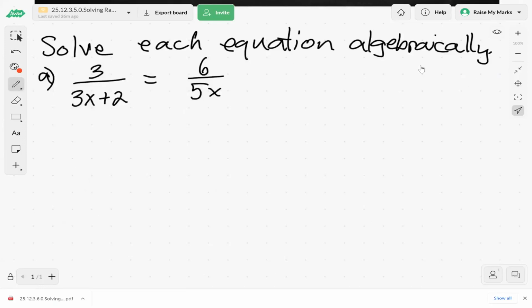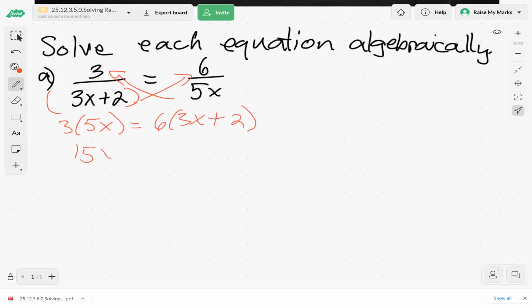Again, the goal when solving an equation is to find the value of the unknown that satisfies the given equation. In this case, we need to figure out what x is. The first step is to try and get the x out of the denominator. We're going to do this by cross multiplying. We're going to bring the 5x over to the left-hand side, and then 3x plus 2 over to the right-hand side. So this gives us 3 times 5x equals 6 times 3x plus 2. So we have 15x equals 18x plus 6.